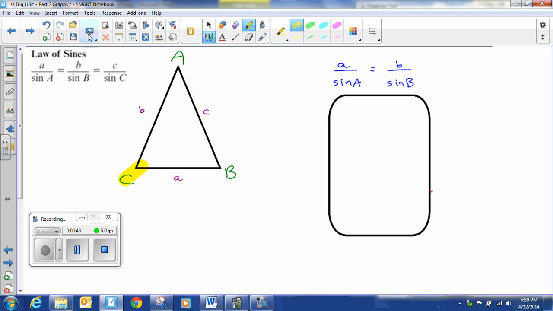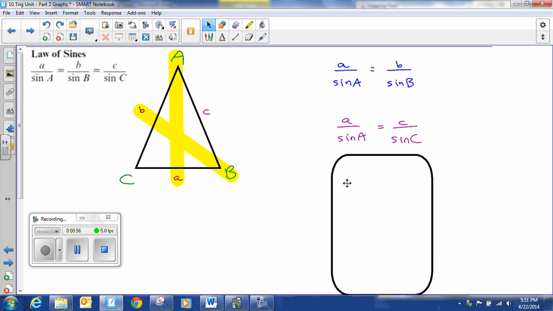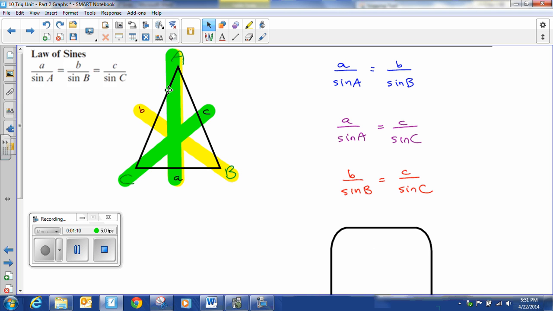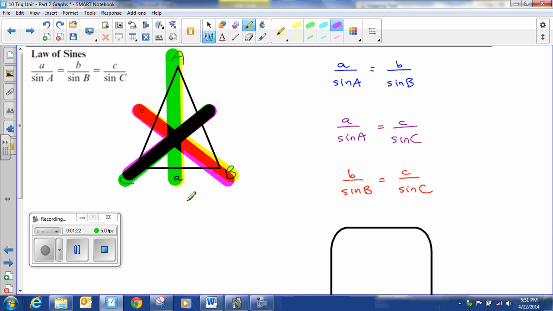So in this case, it's A over sine A equals B over sine B, right? Over here, it's A over sine A equals C over sine C. And finally, over here, the last possibility is B over sine B. Use a different color. B over sine B equals C over sine C.